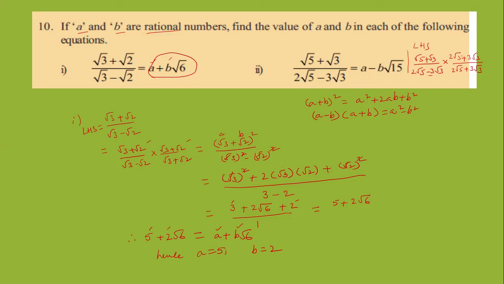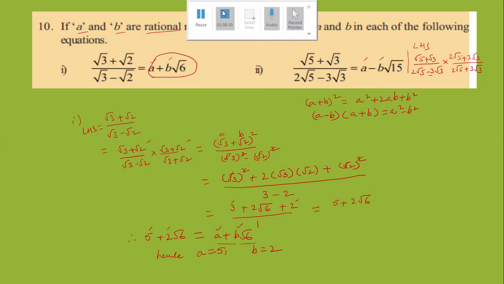After that, you multiply the numerator part and the denominator part. Finally, you get a binomial, like two terms like this one. Then you identify what is in the place of A and in the place of B. In this manner, you may find out the value of A and B in the second question. Okay, that is the end of exercise 1.4.